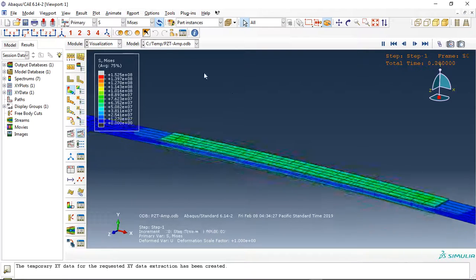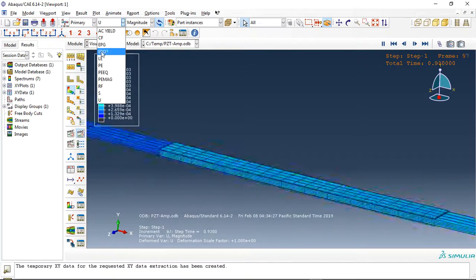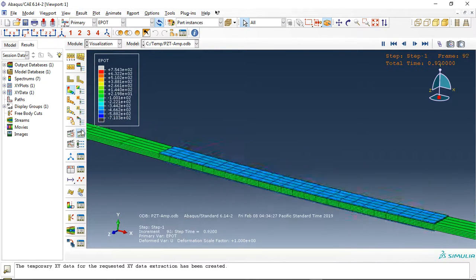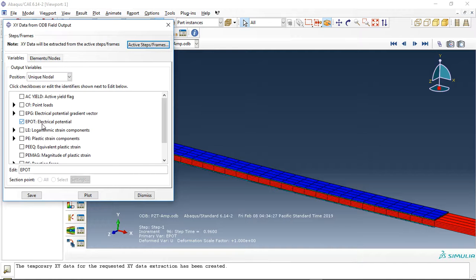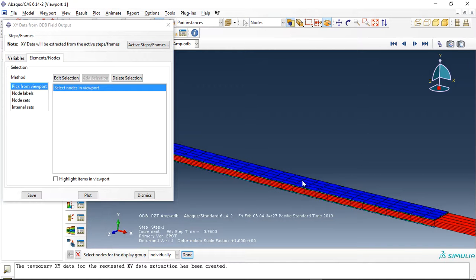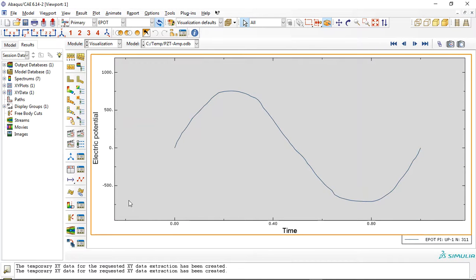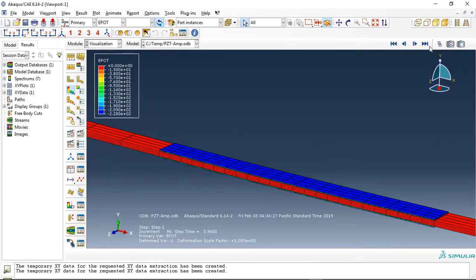You can see the stress deformation. See that this is a deformation, and we can get an electrical potential. You can see the voltage. Let me get the field output, nodal electrical potential, for a node, for instance this node, and I plot it. You can see the maximum is around 800 volts, and here it is around 600-700 volts. You can see that this is the sinusoidal form of the piezoelectric modeling.